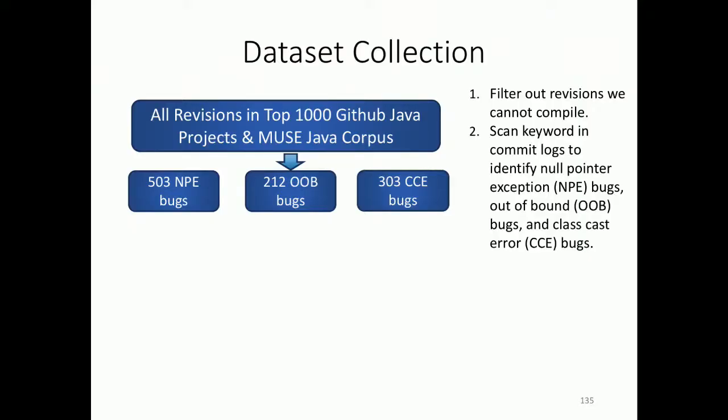So to evaluate Genesis, we collected from top GitHub Java projects more than 500 null pointer exception errors, 200 out-of-bounds errors, and 300 class-cast exception errors. We focused on those three kinds of errors because there was a prominent patch generation system for Java called PAR, and in PAR, the authors designed manual transforms for those three kinds of errors. And we want to compare those inferred transforms with those manual transforms in PAR.